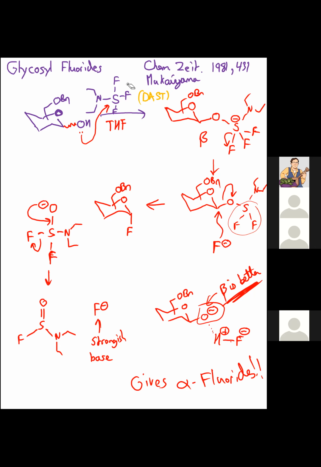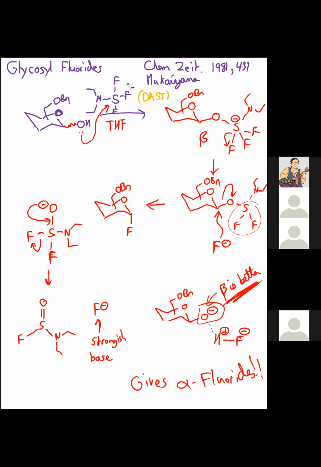Now I'm trying to find the rest of my notes on anomeric fluorides because I inexplicably shoved them somewhere else, which sounds like me. Oh, here we go. I hit it. That's really stupid. Why the hell did I... Okay, whatever.